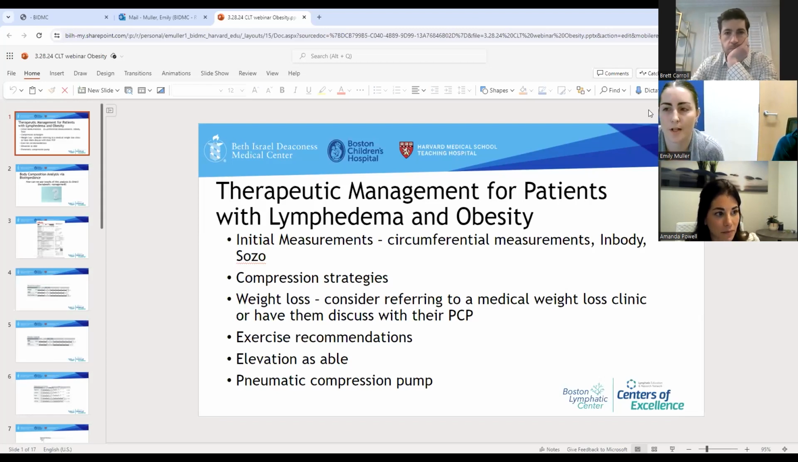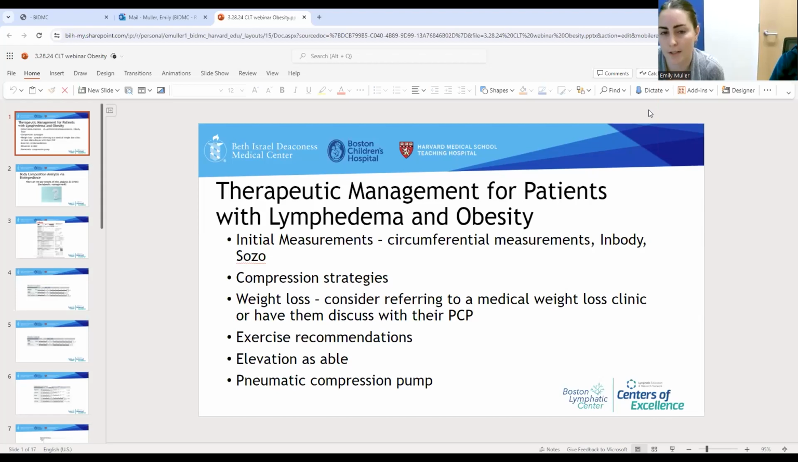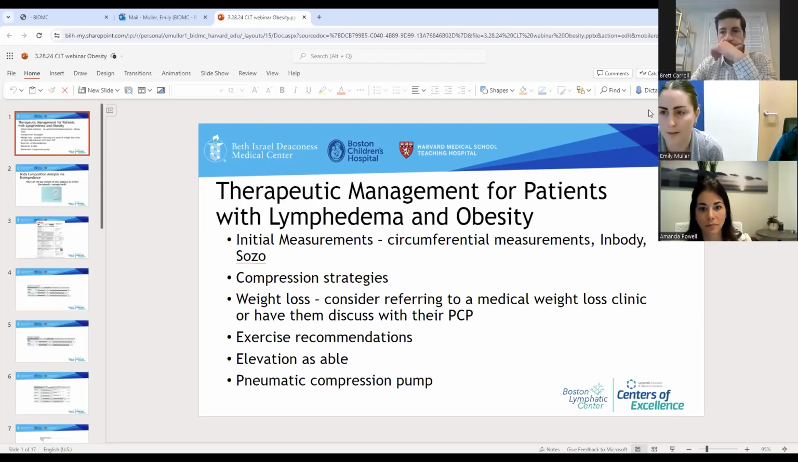Okay. So first, we're just going to talk about some therapeutic management for patients with lymphedema and obesity. First, we always take some measurements for patients. We take circumferential measurements, and then we have some bioimpedance testing that we do here. We understand that not everyone has the bioimpedance testing. We do feel fortunate to have that, but we use that to help guide our treatment plan for patients. So we have what's called the InBody and then the SOZO bioimpedance.